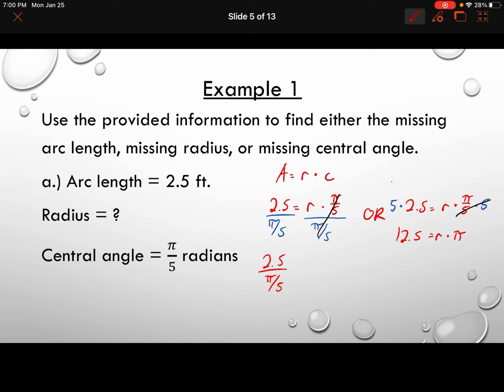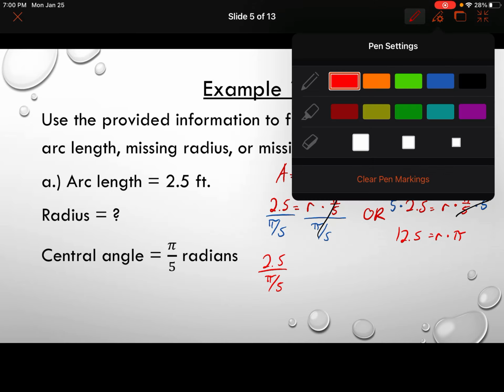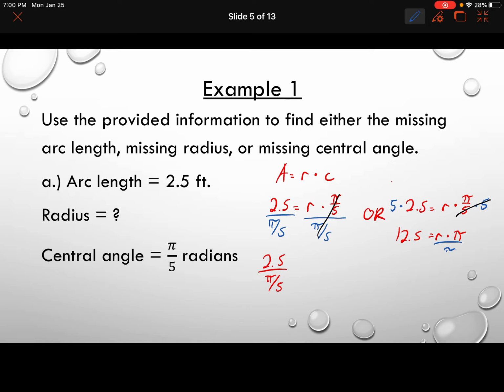And now at this point, we just have to get rid of the pi by dividing both sides by pi. That cancels out, and we are left with 12.5 divided by pi is equal to r. The same thing happened on this side as well. So these are both the same answer, just arrived at two different ways.